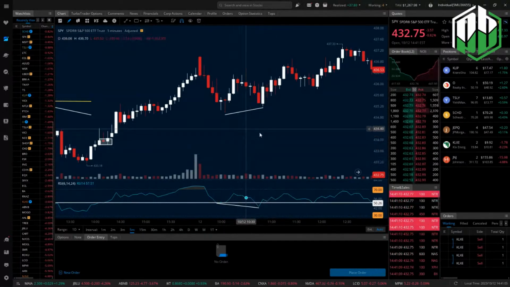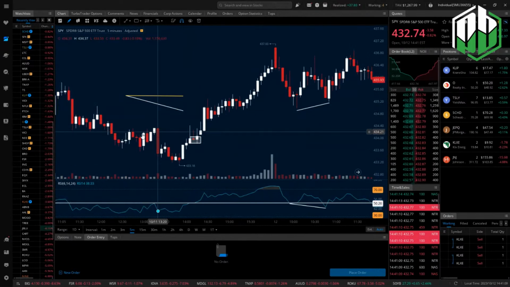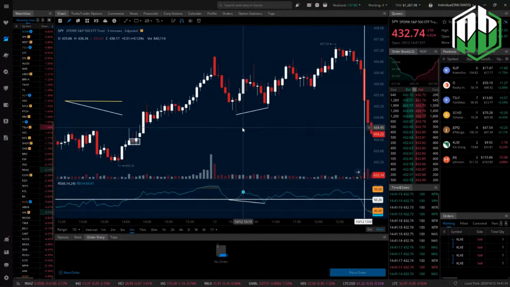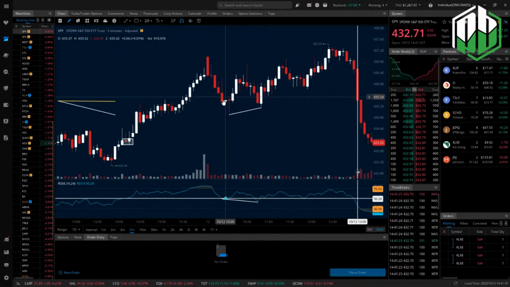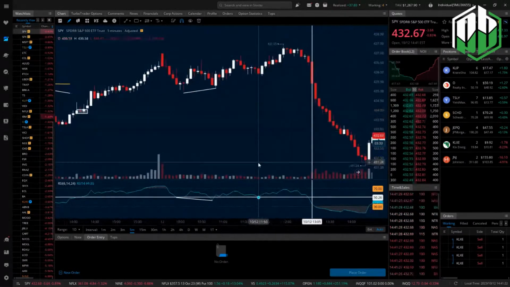So this is a different type of divergence, and this is for continuation. So you've got reversal divergence, and then you've got continuation divergence, and that's classic versus hidden divergence. For bearish divergence, you want to look at the tops. You want to look at the highs. So let's see if we got anything good here.